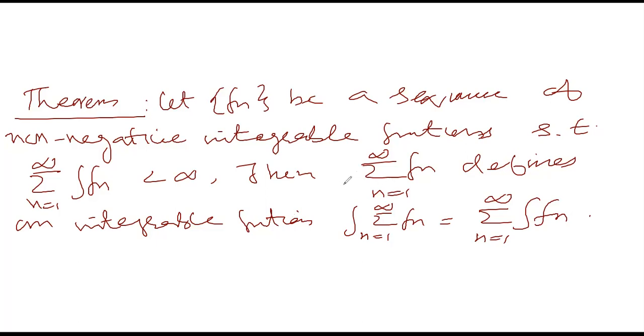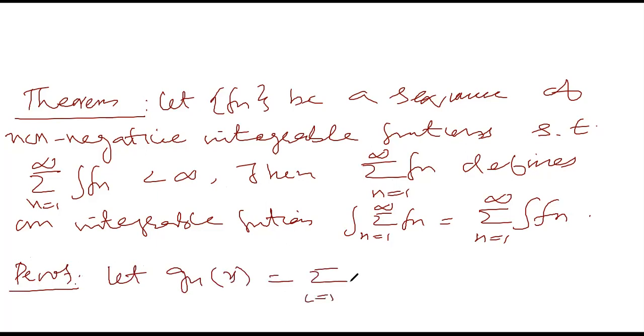Okay, if it's a non-negative sequence and this integral is finite, then we'll apply the Levi theorem here. For this, we have to construct a monotonic increasing sequence satisfying the hypothesis conditions of the Levi theorem. So let's define g_n(x) equal to the summation, i runs from 1 to n, of f_i.